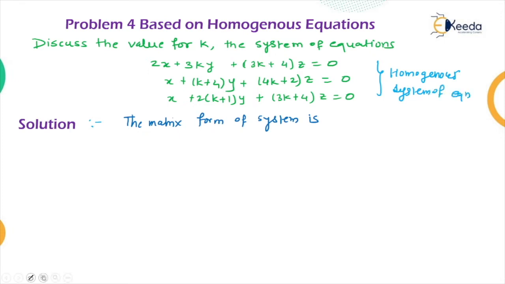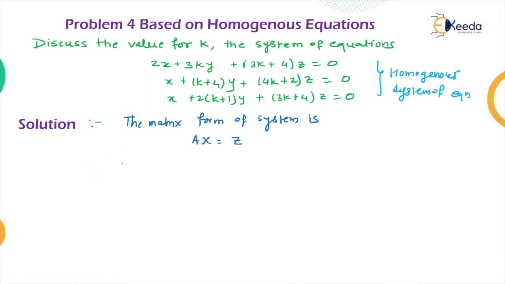So for that we first have to write the matrix form of the system. For a homogeneous system it can be written as AX equal to O, where O is called the null matrix. Therefore we write the coefficient matrix A, then the unknown matrix X, then the null matrix O. The matrix form of the system can be written as AX equal to O.